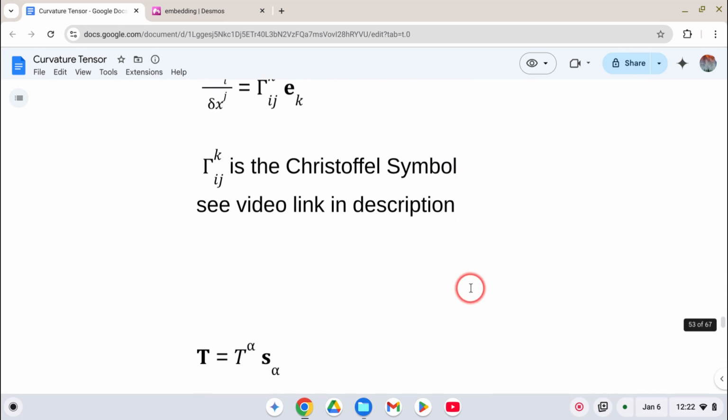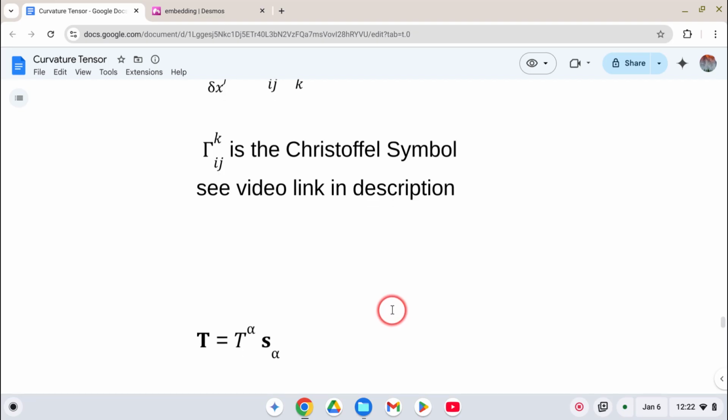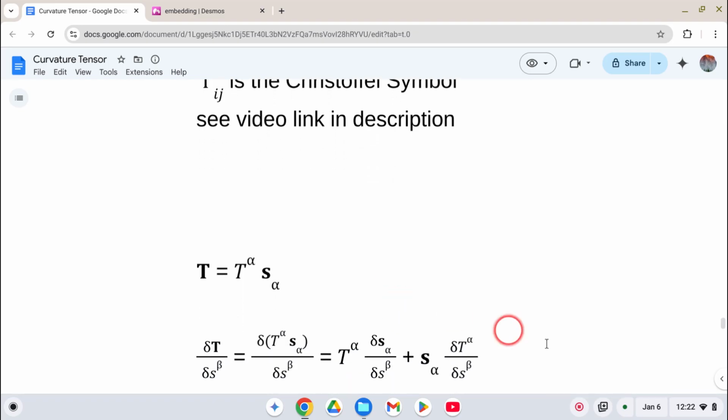Okay, now let's shift gears and say, hey, what if this vector is in the embedded space, so its components and basis vectors are in the embedded space? Okay, so you take the directional derivative and you get exactly the same thing. Now, if the basis vectors lie in a tangent plane, this goes to zero. Well, what if they don't lie in a tangent plane?